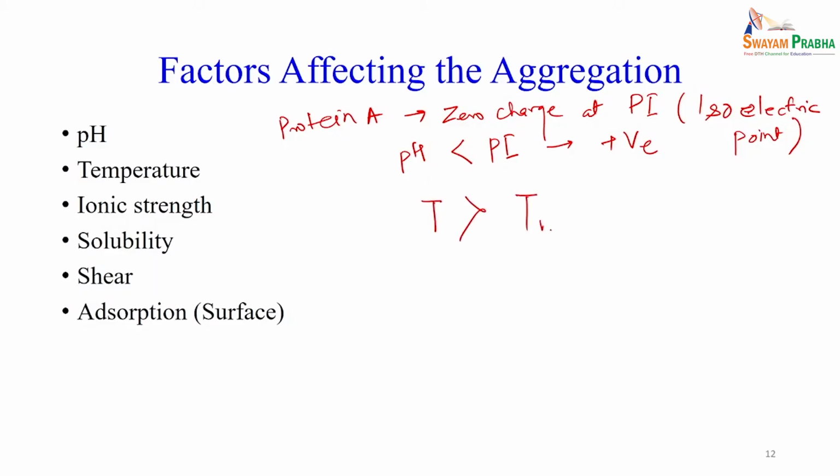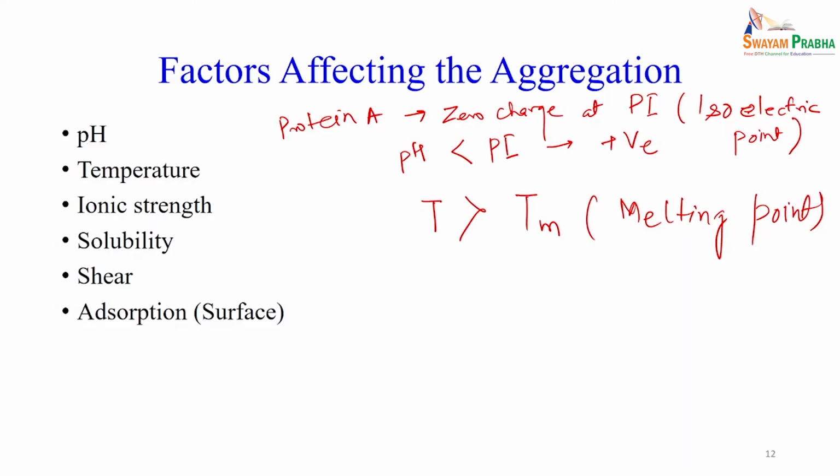Next factor is the temperature. Increase in temperature leads to the breakage of particularly hydrogen bonds and other intermolecular bonds. Depending on the temperature, a protein will have a melting point. So, if the temperature is greater than the Tm, the melting point, then at that temperature the protein molecule is unfolded, and once it is unfolded, it may again go for protein-protein interactions, formation of nuclei and the aggregates.